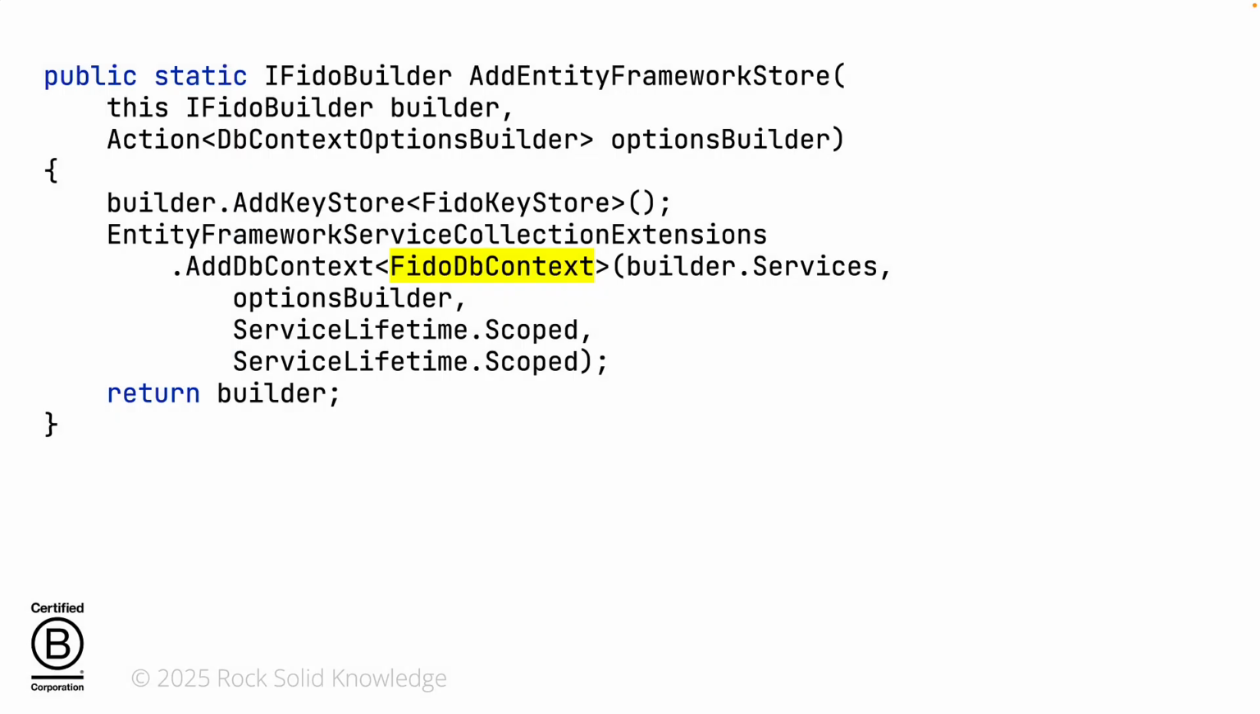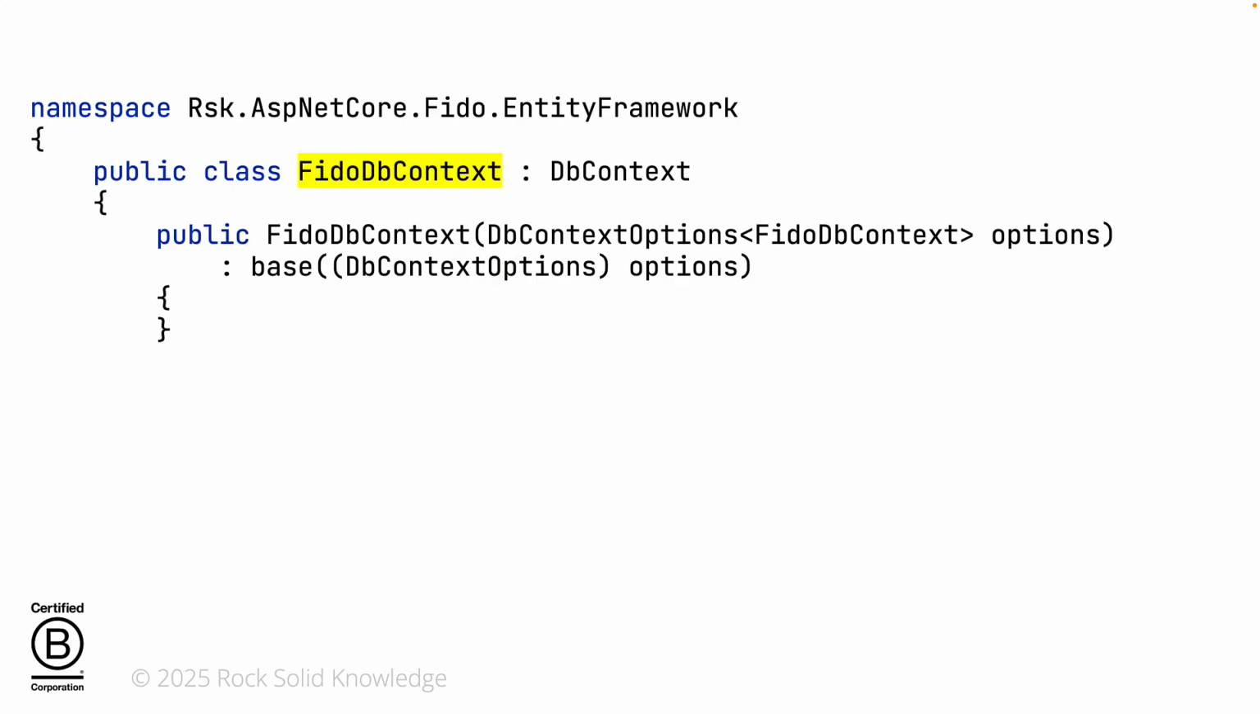So to create these migrations, we use this Fido DB context. So where did that come from? Well, if I look at AddEntityFrameworkStore, we see in there that it calls AddDbContext and uses this Fido DB context. And that Fido DB context looks like this. It's a standard DB context. So it derives from DbContext and it's just used for this Fido store.